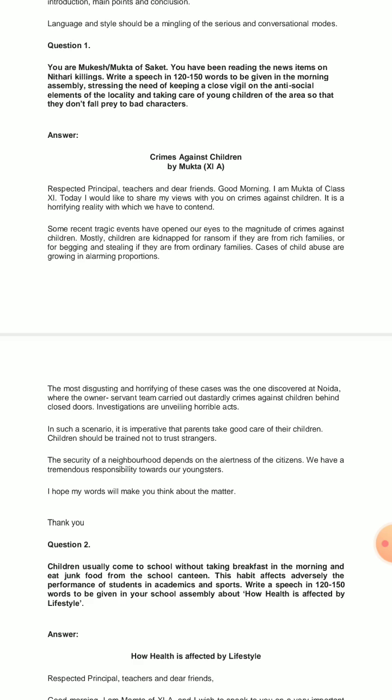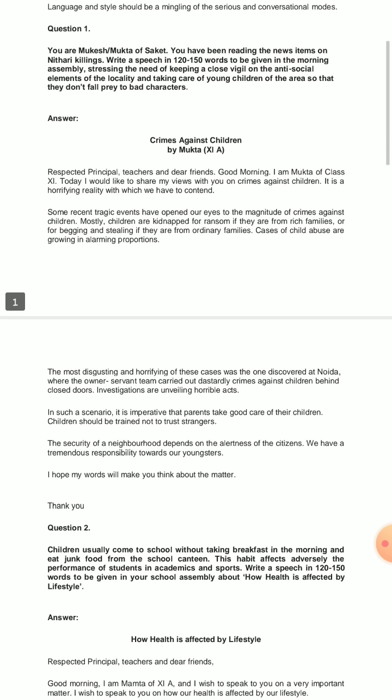Now the speech is related to antisocial elements, to keep a check or vigil on them. So how will you start? At the very beginning, a heading in the center is important. I have given "Crimes against children". Mukesh or Mukta, that one you can write in the center if you want, or shift it a bit to the left-hand side. 11A is the class and the section; if you wish, you can mention it, or else you can keep it this way.